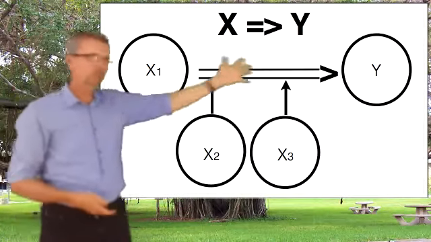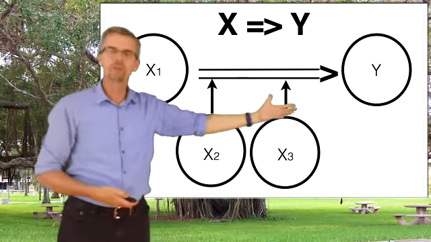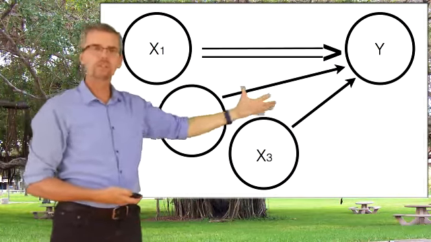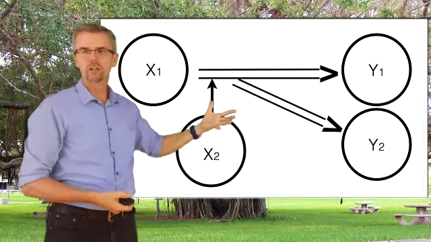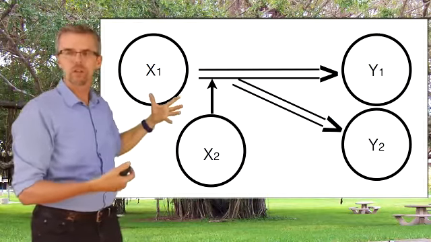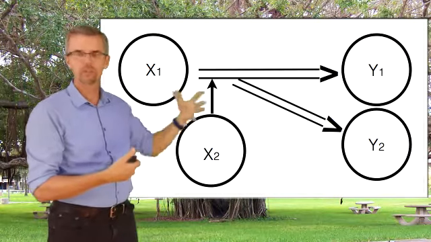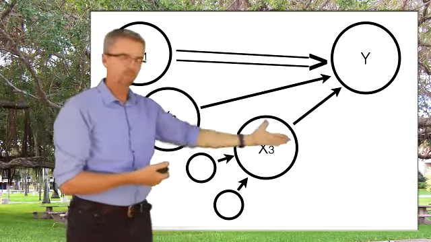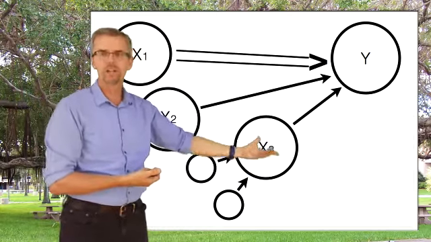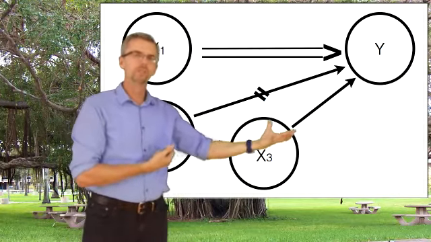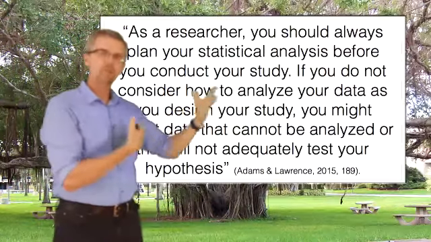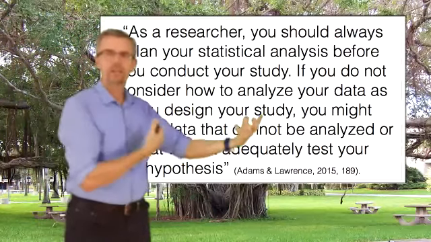Remember all of these models. These are all of the models which came out of assignment number 1. So these diagrammatic models were all in the aid of considering your data, as it relates back to this frame here, this is from Adams and Lawrence, page 189. All of those models which came out of assignment number 1 were all about how to analyze your data as you design your study.